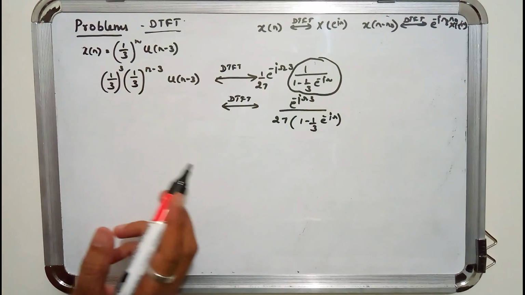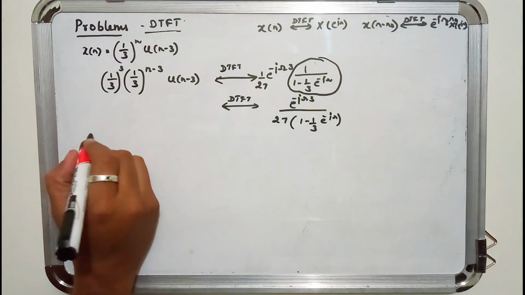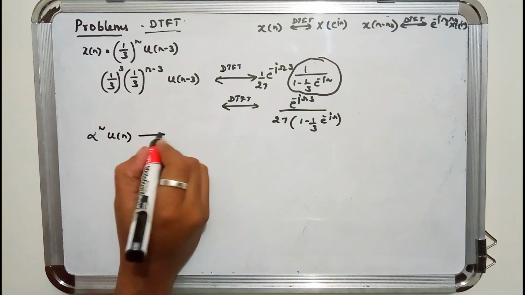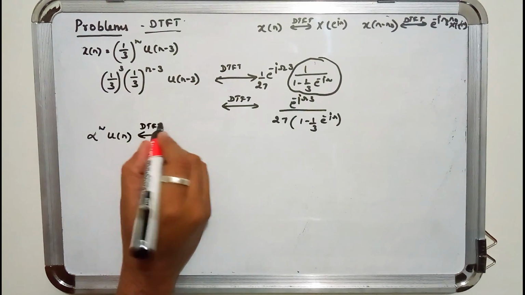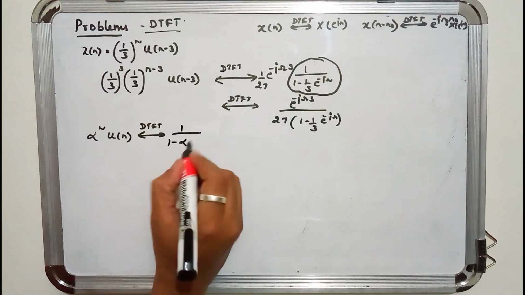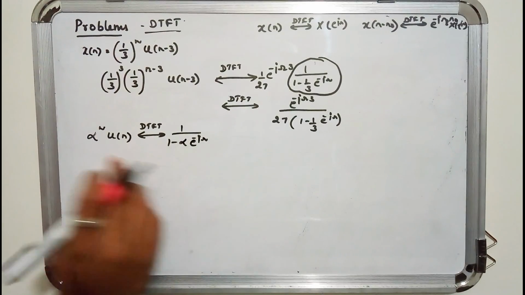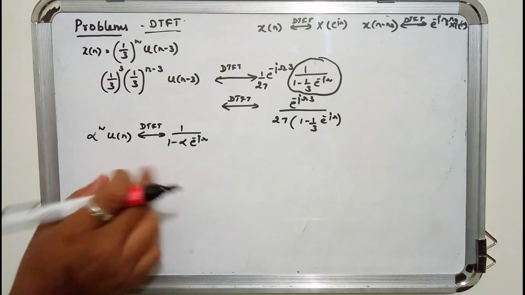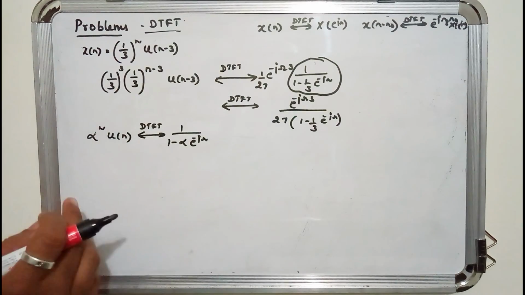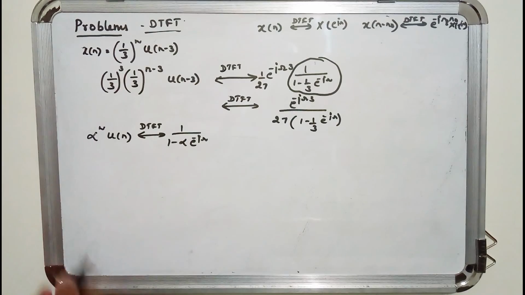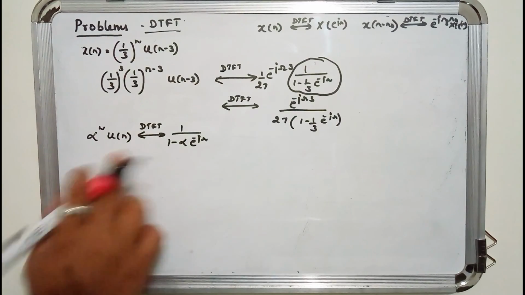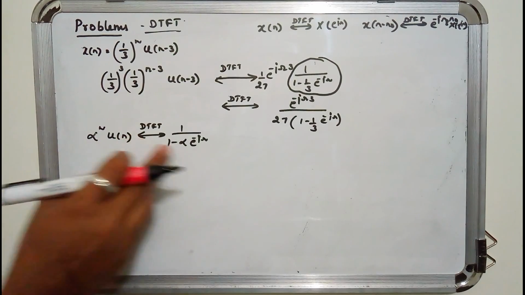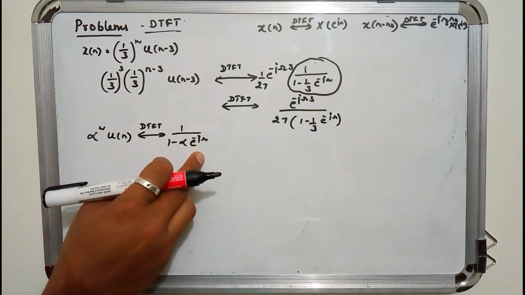So I have solved previously a problem wherein I found the DTFT of alpha power n u of n. What is the DTFT of alpha power n u of n? It is 1 by 1 minus alpha e power minus j omega. So this is a standard DTFT pair which we should know, or if you want you can derive or prove it and use it wherever you want. So alpha power n u of n DTFT is 1 by 1 minus alpha e power minus j omega.